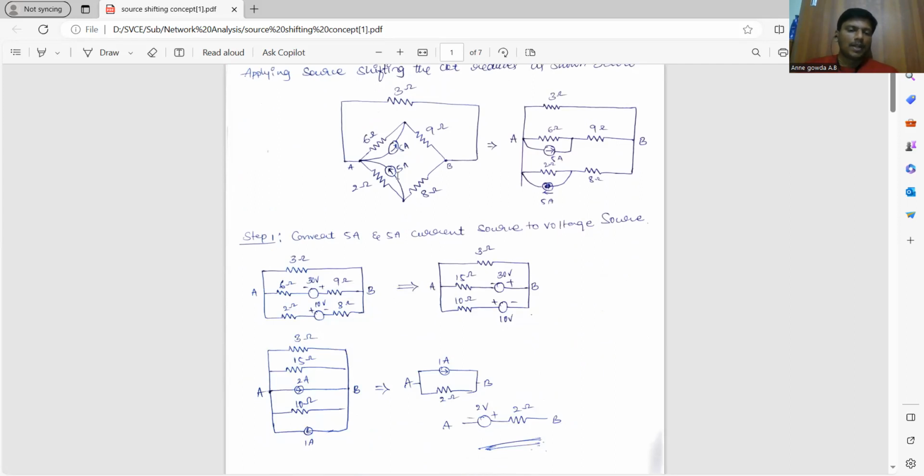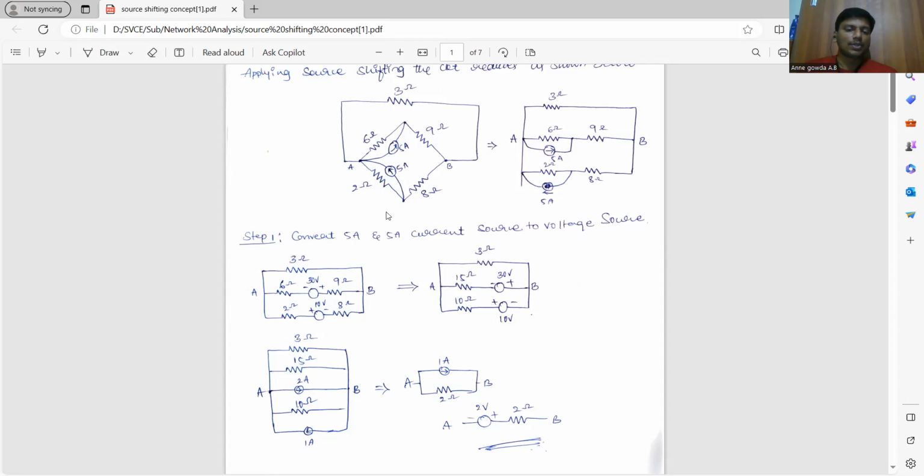Now after applying the current source shifting, this 5 amps and 2 ohms are in parallel, and 5 amps and 6 ohm are in parallel. Now you can apply the current to voltage transformation. Okay, so I have applied source transformation, and I have converted this 5 amps and 2 ohms into an equivalent voltage source.